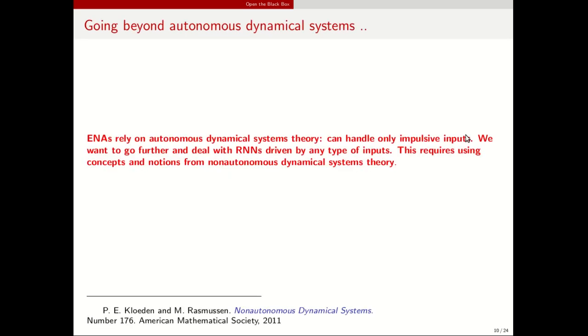Alright, so what's the problem with this procedure is that we cannot use these tools of the excitable network attractors for general tasks, and that's because they rely on autonomous dynamical systems theory. We can extend these arguments to impulsive inputs or piecewise constant inputs, but we cannot use these for generic time-varying input signals. But we want to go further and deal with recurrent neural networks driven by any kind of input signals.